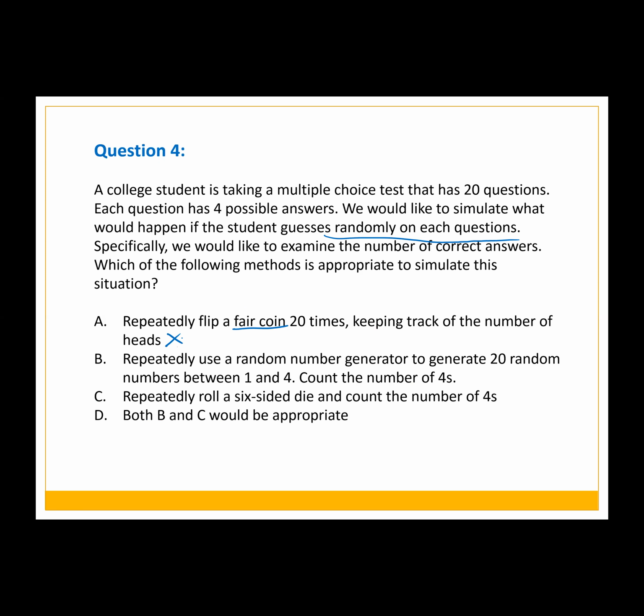Repeatedly use a random number generator to generate 20 random numbers between 1 and 4. Count the number of 4s. Now look at B and consider the number of outcomes. B is suitable, but let's see the rest.